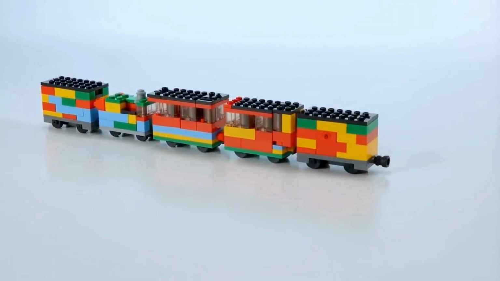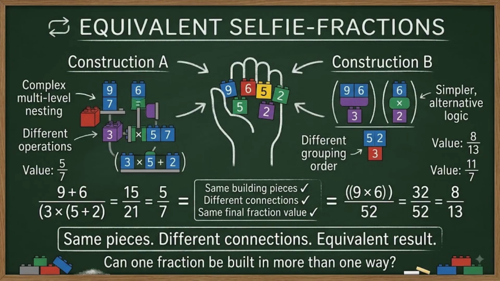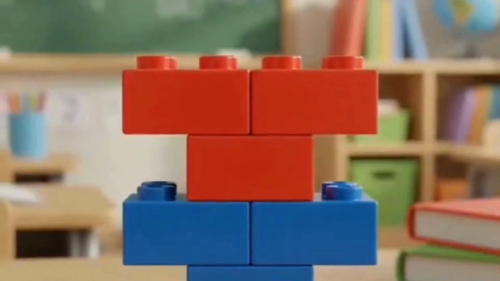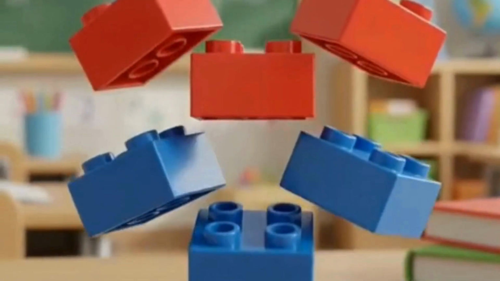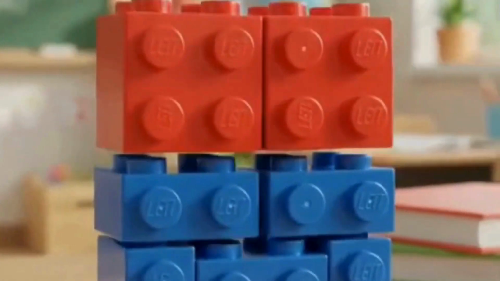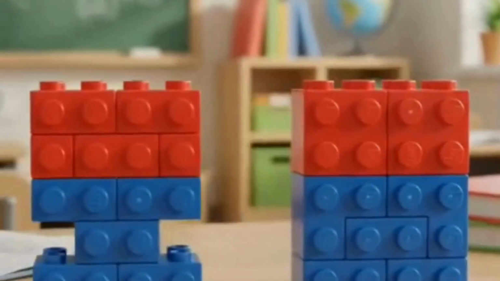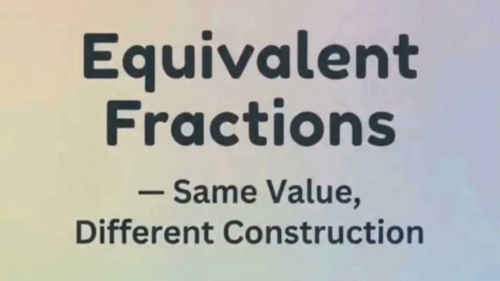But finding one valid construction isn't the end of the puzzle. What if the same fraction can be constructed in more than one way? Think about a Lego model. You may have one finished structure, but discover another way to connect the same pieces and create an equivalent structure. That's the idea behind equivalent selfie fractions.